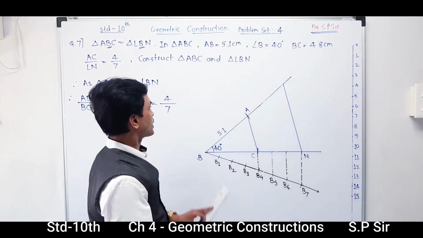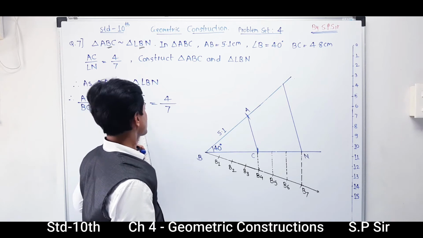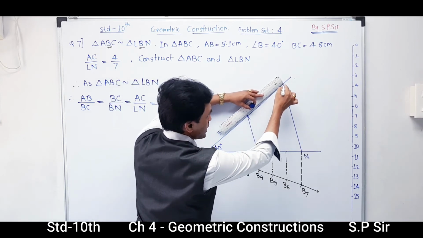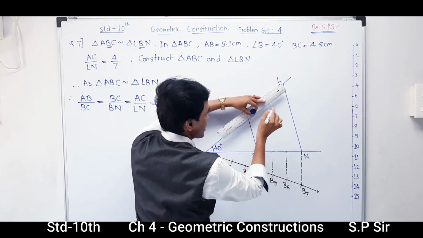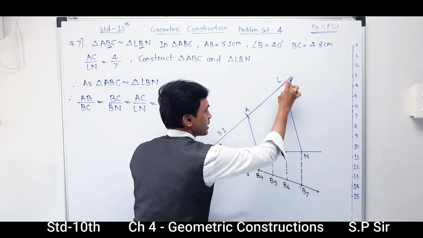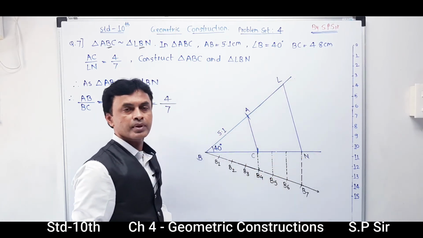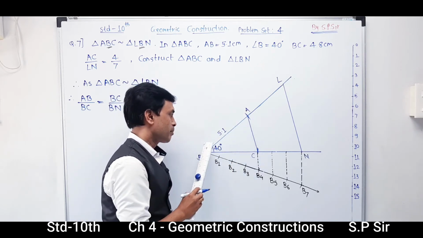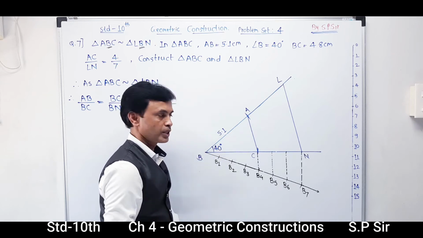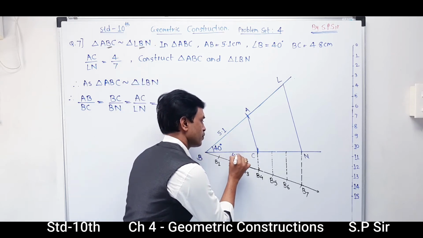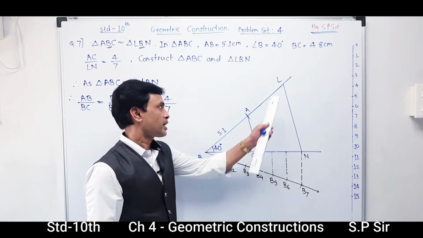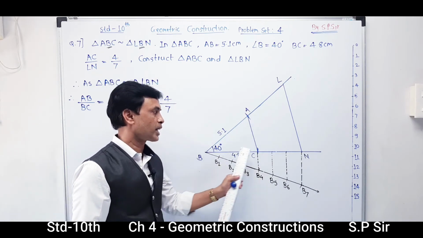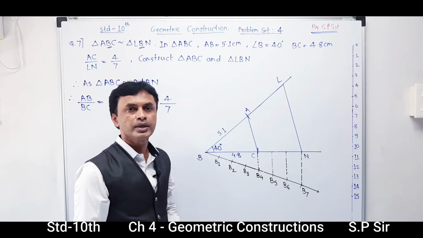And in this way, for your next point, that is AC is to LN, you are able to get the point L over here. And in this way, your second triangle, that is LBN, is ready. Remember, our main two targets are: first, triangle ABC, where AB is 5.1, angle B is 40 degrees, and BC is 4.8. And next, LBN, which is 4:7 with your original triangle ABC. In this way, you have to complete your construction.